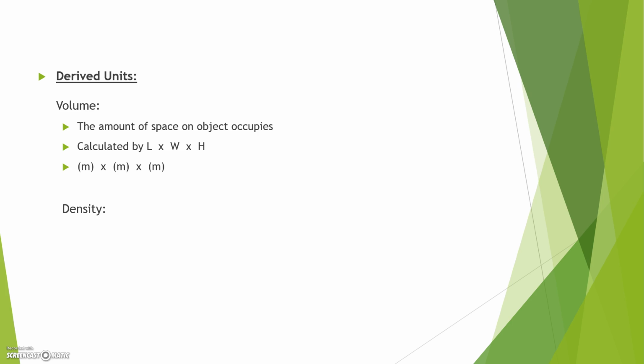Density is another derived unit measurement. Density is the amount of matter in a given amount of space, or it's how compact a particular material is. When we go to calculate density, our units are grams per milliliter, so the mass per unit volume.